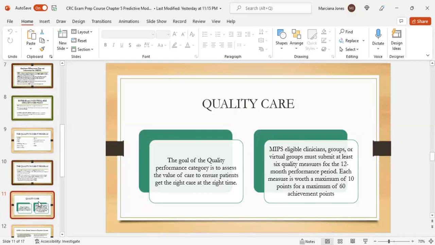So MIPS eligible clinicians, groups, or virtual groups must submit at least 6 quality measures for the 12-month period. Each measure is worth a maximum of 10 points. So if they submit 6 measures and each one is worth 10 points, 6 times 10 is 60, and that's the maximum amount of points they can achieve.